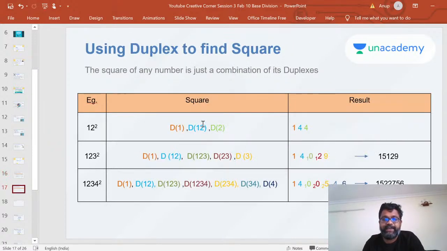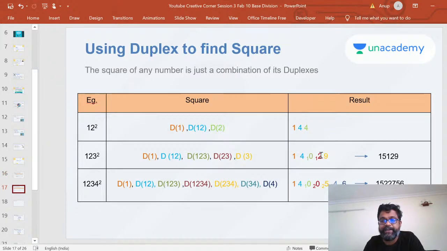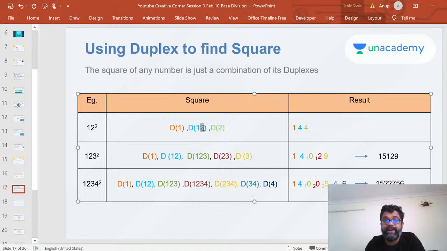So let's look at the duplex of 1 and 2. What's the duplex of 1 and 2? Here it is twice the product. So that's how you write it here. The duplex of 1 and 2 is 2 into 1 into 2. What is that? 4. And finally, the duplex of 2 is 4. So that's how you get this answer, 144. 12 squared is obviously 144.